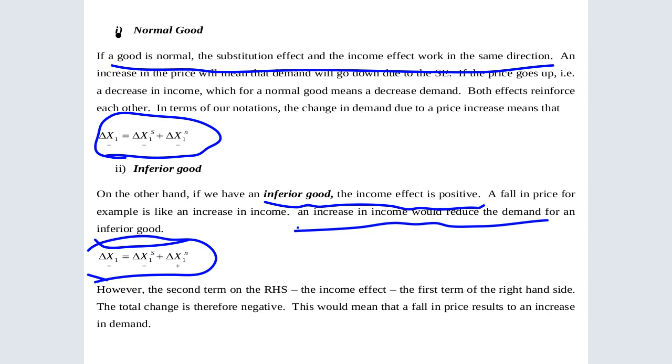Now the second term on the right hand side, that is the income effect, the last term of the right hand side. So you can see the substitution effect in the case of inferior goods is larger than the income effect, and that makes the total change to be negative. So the total change for inferior goods is negative, which implies that a fall in the price leads to a rise in demand.